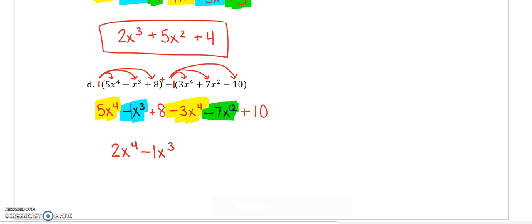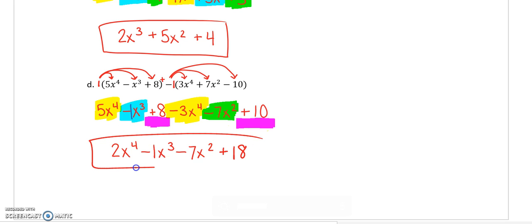I have a negative x squared. I'm trying to stay in order, so that's why I kind of jumped ahead. I like to go biggest exponent to smallest. So negative 7x squared, that's by itself also. And then the last one's the plus 8 and the plus 10. Those are like terms, so I'm going to add those together. And there's my final answer.